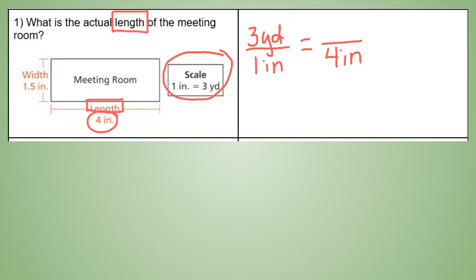I want you to go ahead and pause me. You're going to cross multiply and divide and find out the actual length of the meeting room. All right, did you multiply 3 times 4 and divide by 1? If you did, you'd find that the actual length of the meeting room is 12 yards.